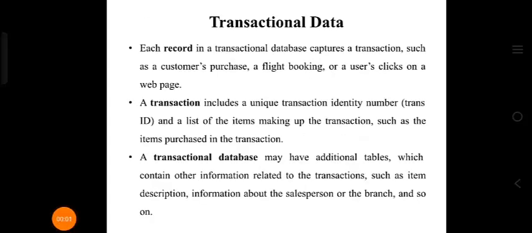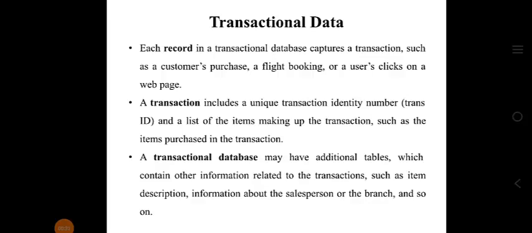We continue the topic of types of data. So the next basic form of data is transactional data. Each record in a transactional database captures a transaction such as a customer's purchase, a flight booking, or a user's clicks on a web page. A transaction includes a unique transaction identity number, that is transaction ID, and a list of the items making up the transaction such as the items purchased in the transaction.